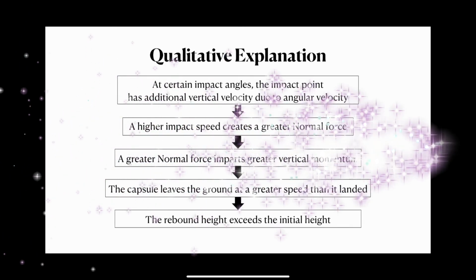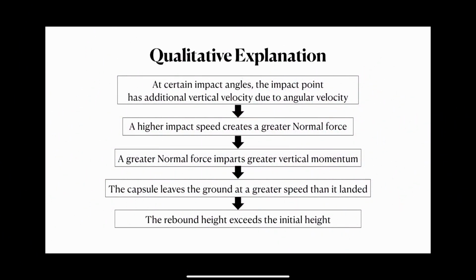So here is our qualitative explanation. At certain impact angles, the impact point has additional vertical velocity due to angular velocity, and that creates a greater normal force, which imparts a greater vertical momentum. The capsule leaves the ground at a greater speed than it landed, and the rebound height exceeds the initial height.